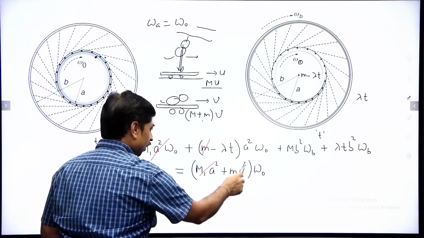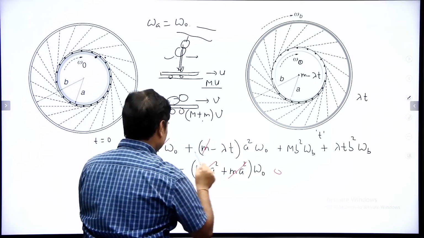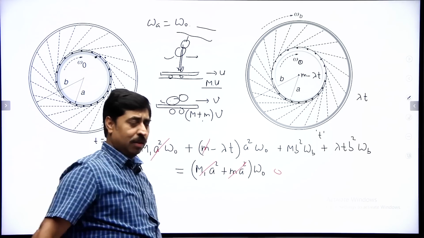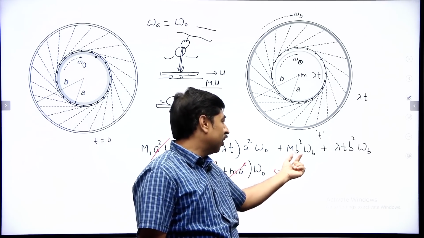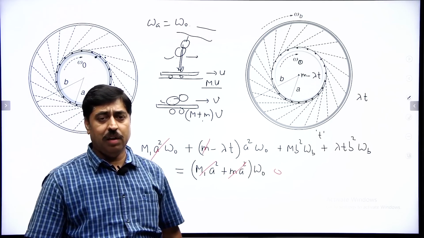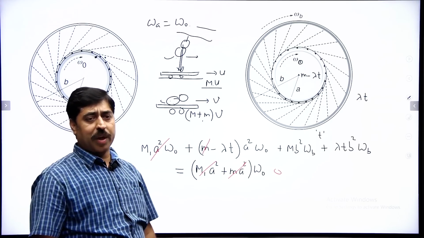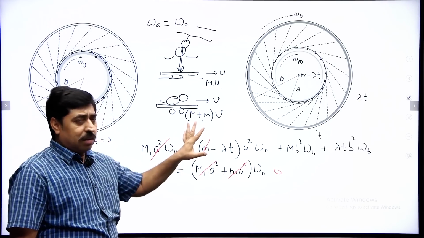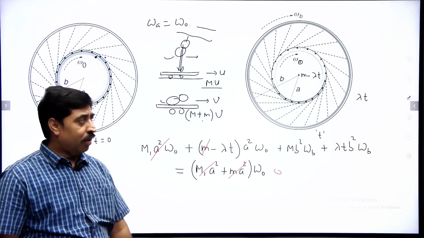This is equal to this. So this cancels out, this cancels out. So basically the remaining terms are equal to 0. You just separate the terms containing omega b, bring them on one side of the equal sign, and you will be able to calculate omega b. So I hope this is clear to everyone.